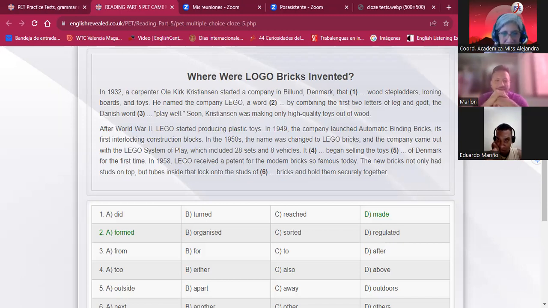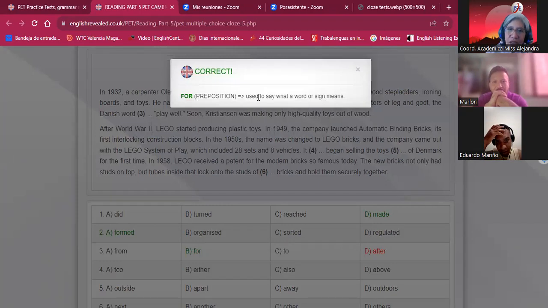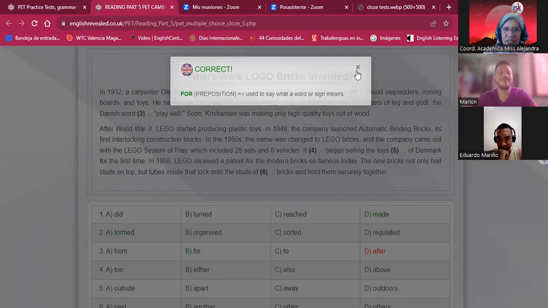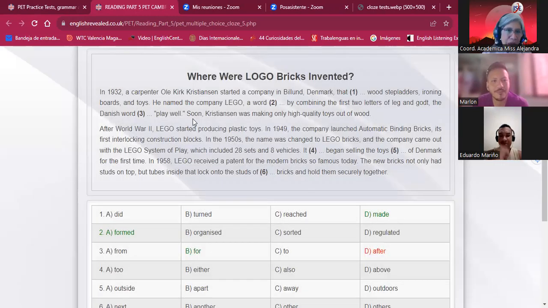I don't know, after. After. Eduardo, do you agree with after? No, I think it is for. Okay, maybe. So let's get after. Incorrect. Or correct. Used to say oh my word or goodness. Marlon, did you consider for as an answer? No, I don't know why. Really, I don't know why. Okay, a word for play well.